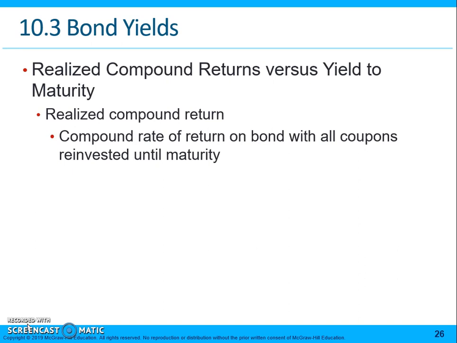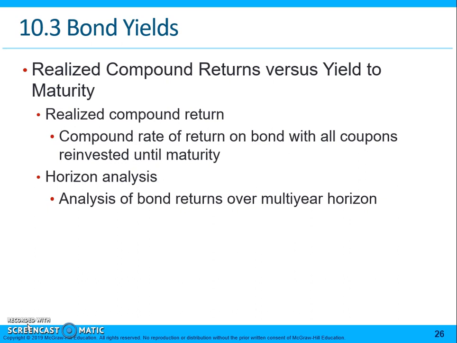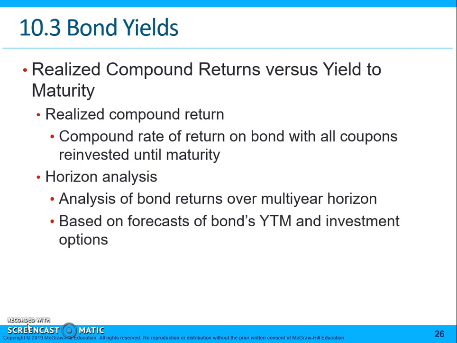However, in most cases, that is not the case. We use what is called horizon analysis. Horizon analysis analyzes bond returns over a multi-year period based on forecasts, the bond's yield to maturity, and investment options. If you think about today's market, and say you have a bond that yields 6 or 7%, the likelihood that you're going to be able to reinvest that money at a similar rate is very low. So you would want to use horizon analysis to analyze your investment.